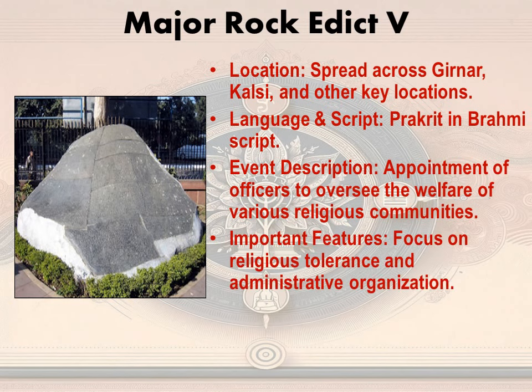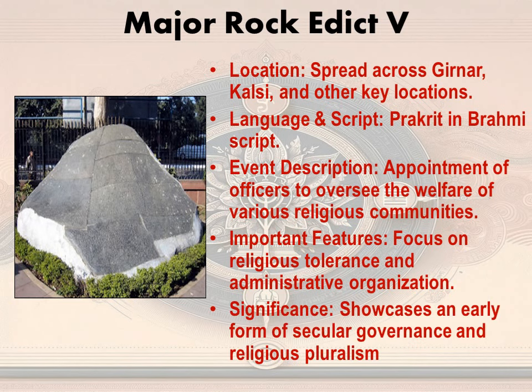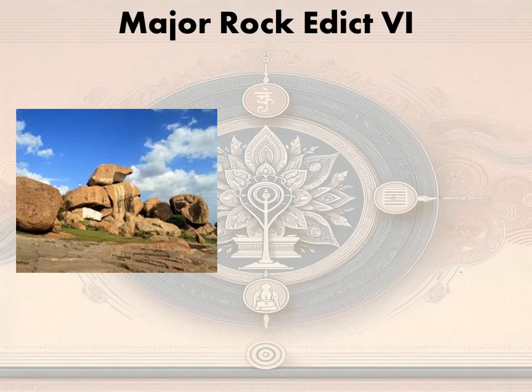It focuses on religious tolerance and administrative organization. So, religious tolerance is the basic principle of Rock Edict number 5. It showcases an early form of secular governance and religious pluralism. So, this is an inscription where we find an early form of secular governance and tolerance towards different kinds of religious views.